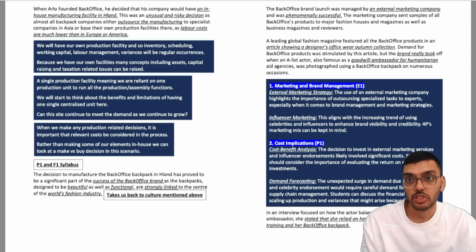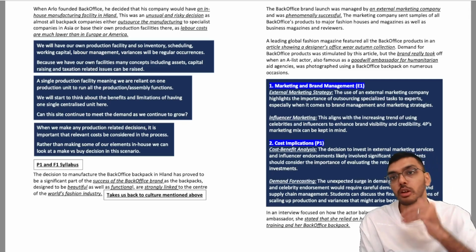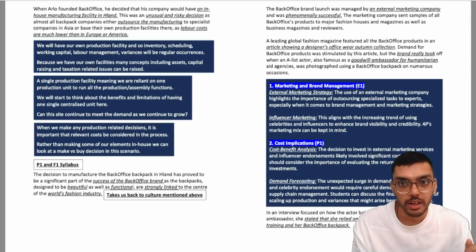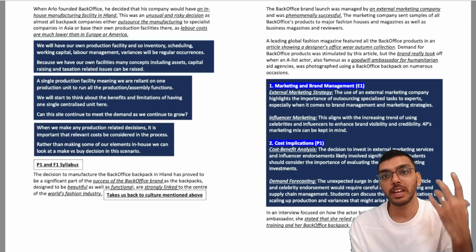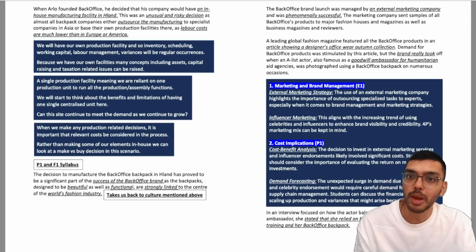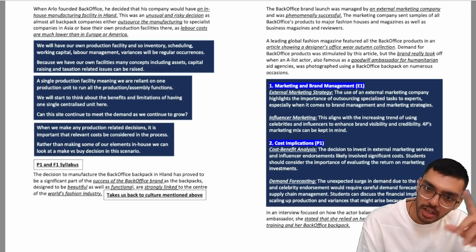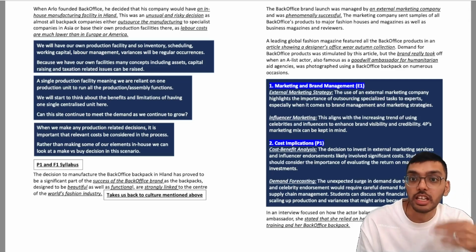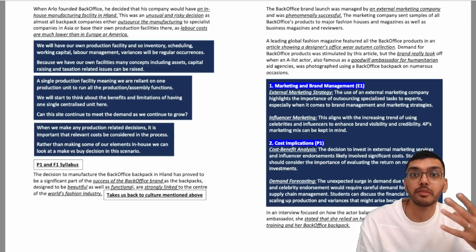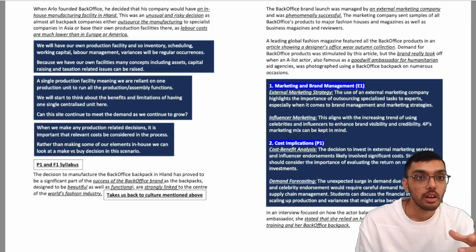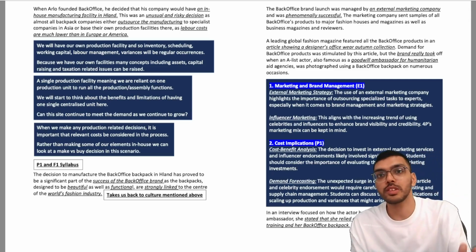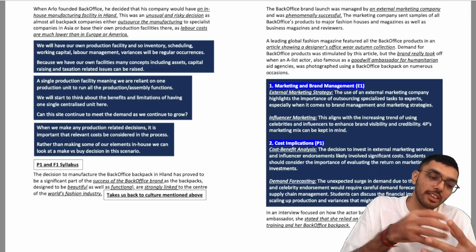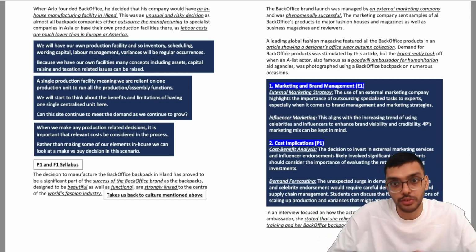So, external marketing company used, samples sent out everywhere. Real pickup was when an A-list actor with a good reputation used our backpack. What do we learn from this? External marketing strategy, so the outsourcing aspect. Second, influencer marketing. We have unexpected influencer marketing, which is what has been hugely successful for us, with the A-list actor.